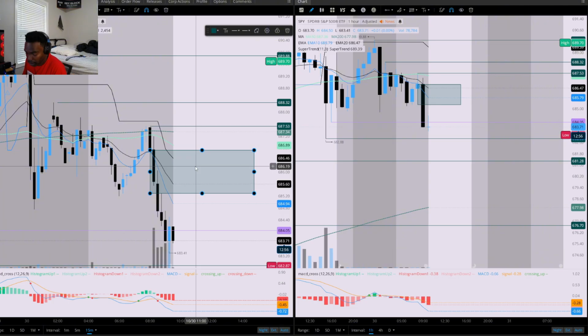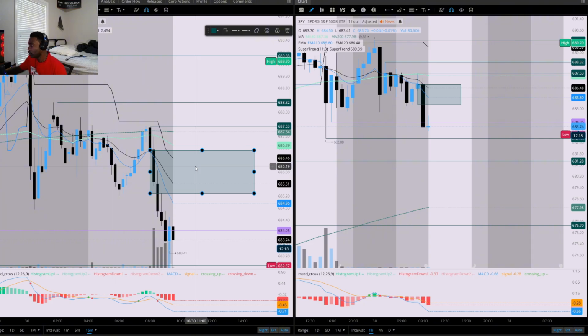This is on the 5-minute chart as well. The MACD is red. And then the ST is black. EMA black over blue. MA below both. All right, now we watch.